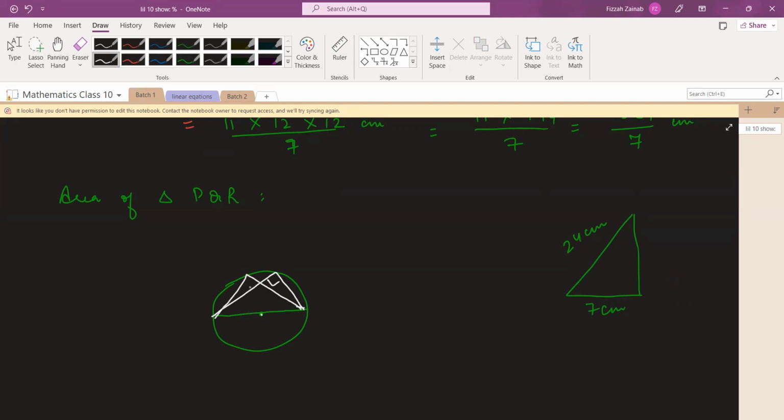So again, this angle will be 90 degree, or there can be a triangle like this also. Then also this angle is going to be 90 degree, right? So there can be any triangle. All the triangles in a semicircle are actually right angled triangles, correct? So this property we are going to use here.